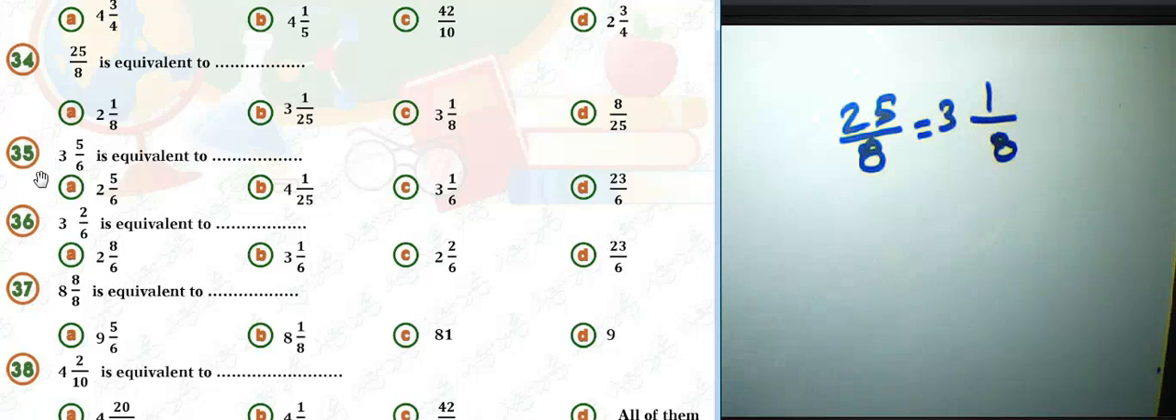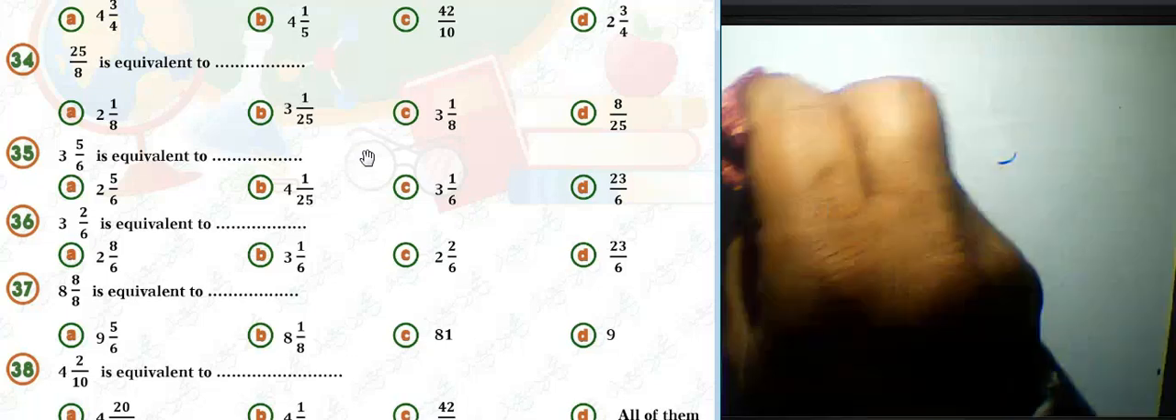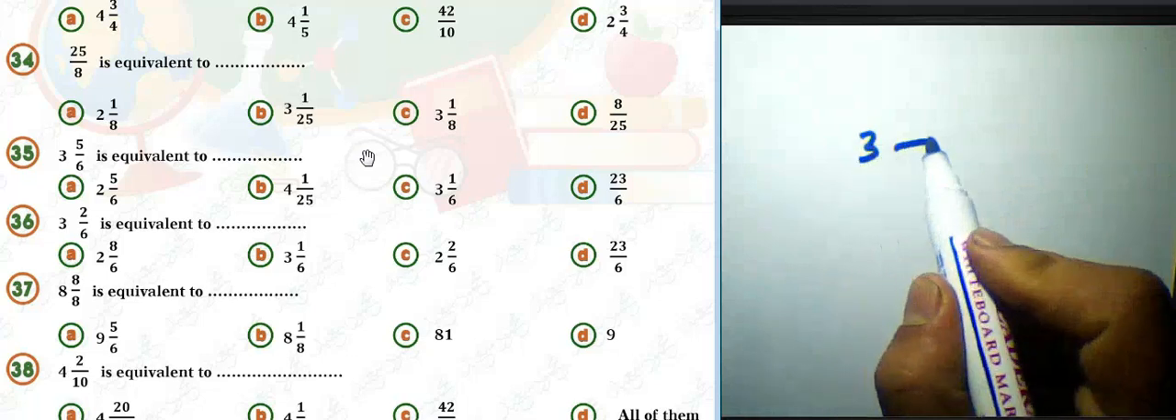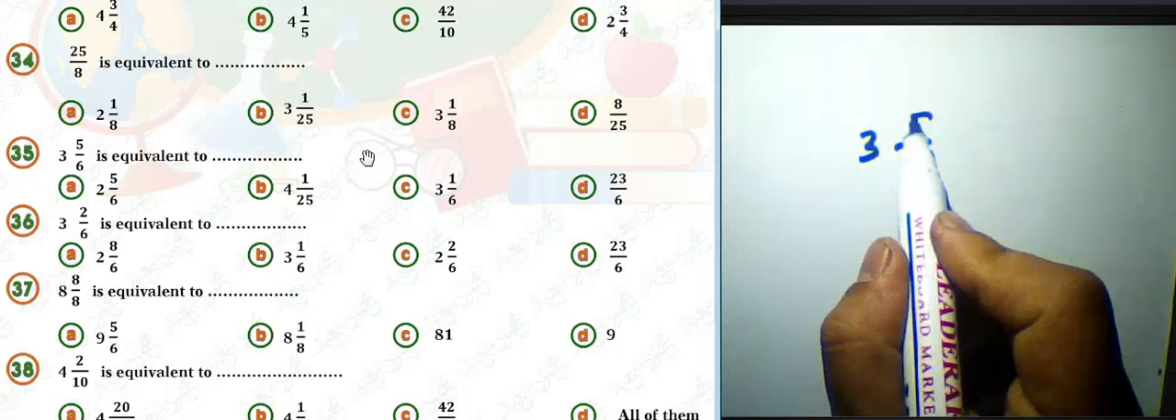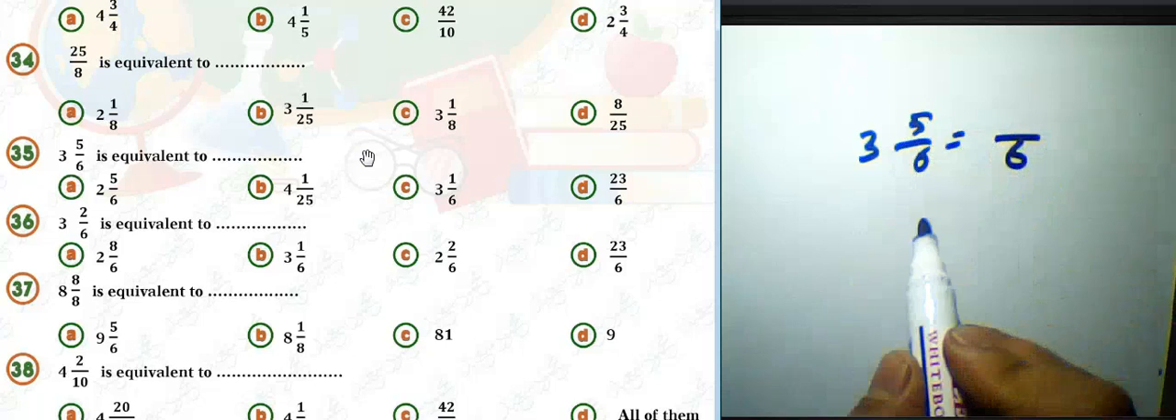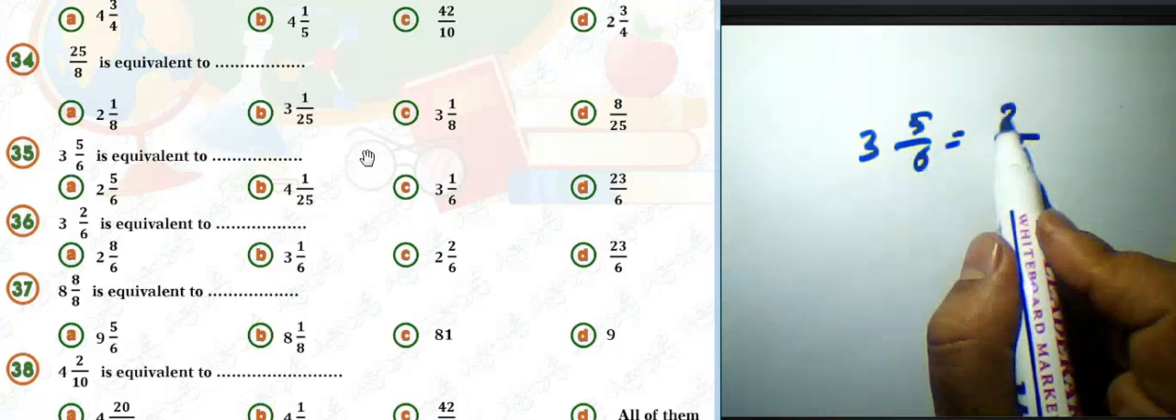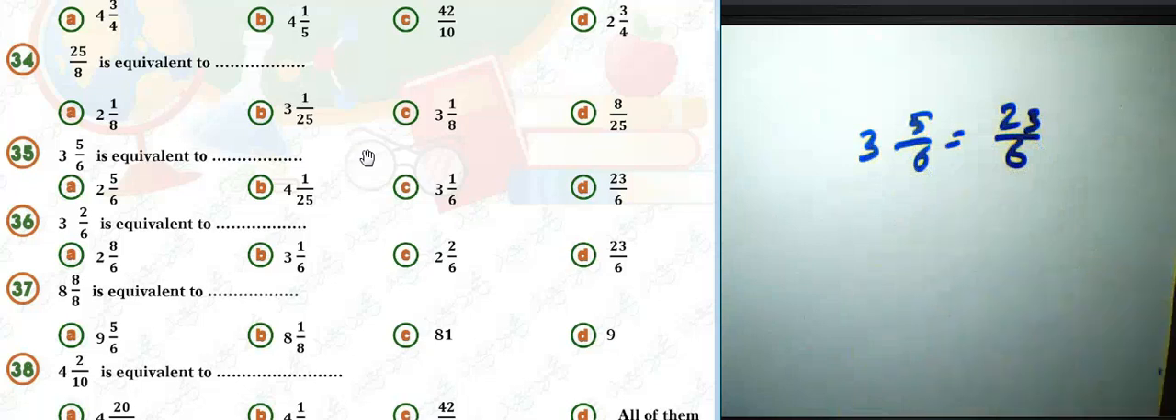Question 35. 3 and 5 over 6 is equivalent to what? Convert from mixed number to improper. 3 and 5 over 6. Write 6 in the denominator, and 3 times 6 equals 18. 18 plus 5 equals 23. Choose letter D about question 35.